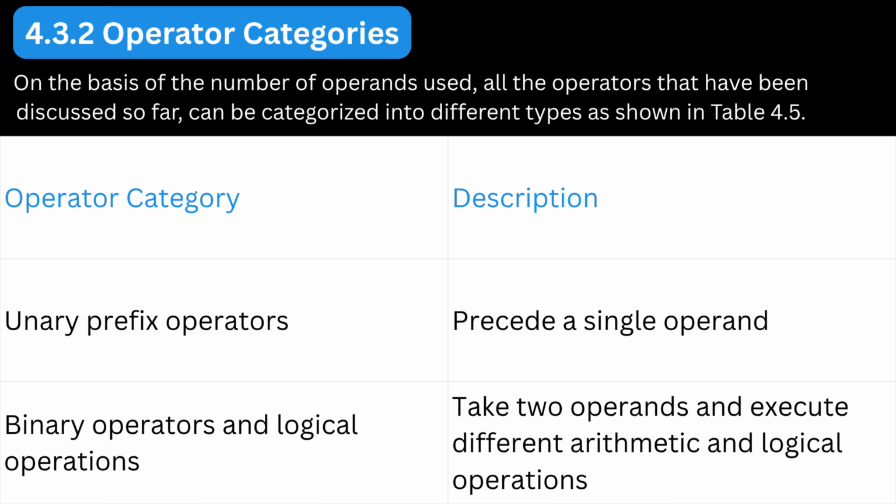By grouping operators into these categories, it becomes much easier to understand how they function and how they should be used inside a program. Unary operators act on one value, while binary and logical operators work between two values to produce a meaningful result. As we continue exploring more concepts in PHP, keeping these categories in mind will help you recognize the structure and purpose of new operators more quickly.